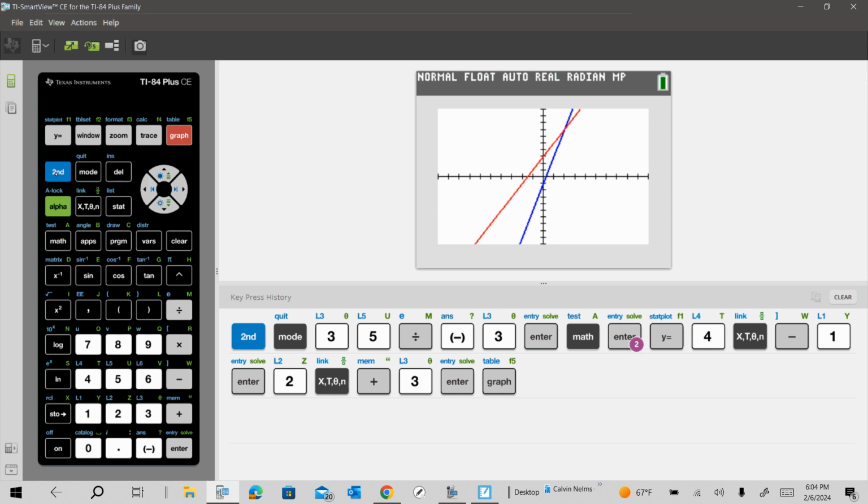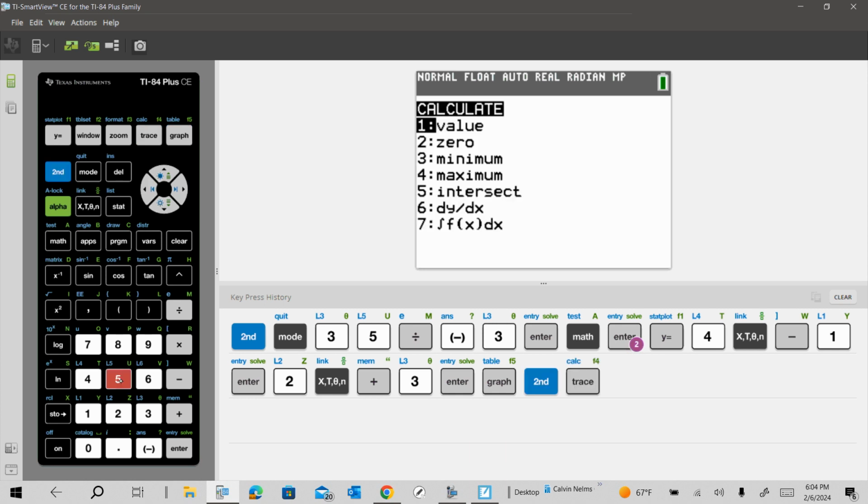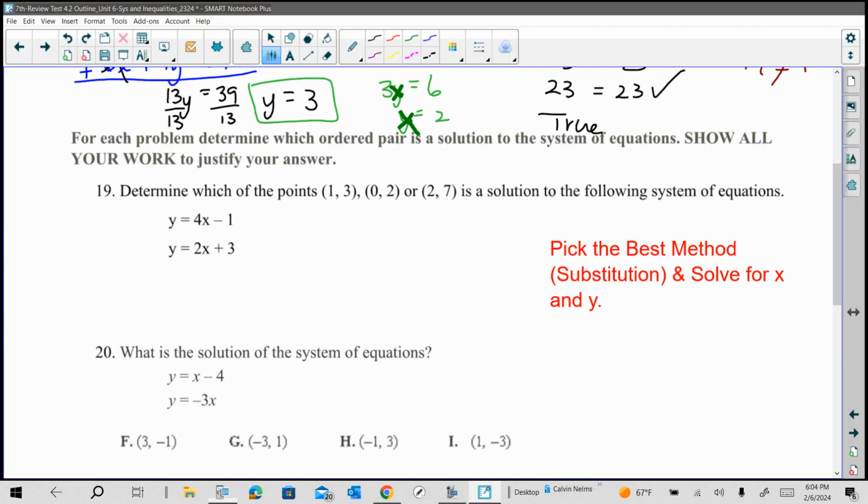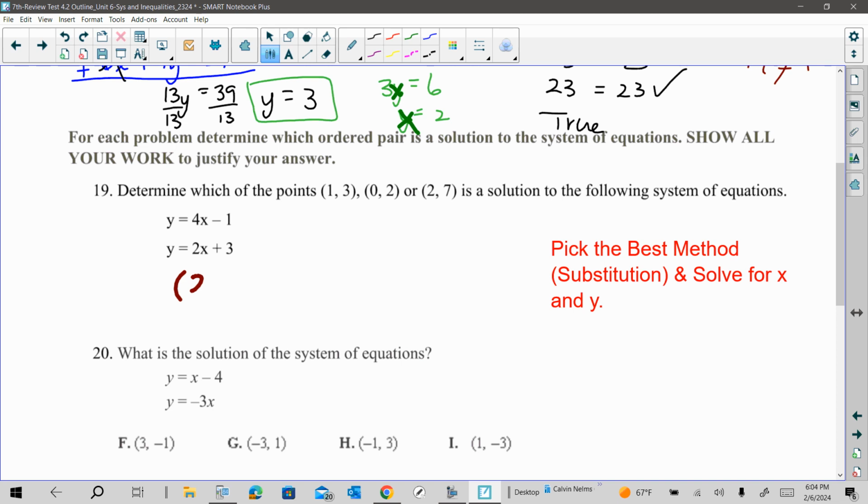So hit second trace, hit 5, enter 3 times. The intersection happens at 2, 7. So that is our solution. So we know this was at 2, 7, which is that one. Determine which of the points is a solution. So we're just picking the one that works. Okay, so you can try that on 20.